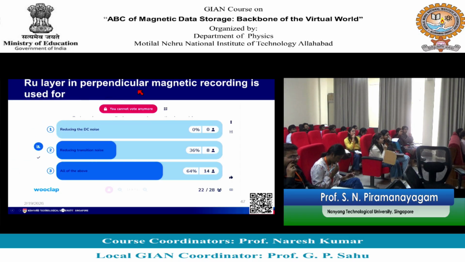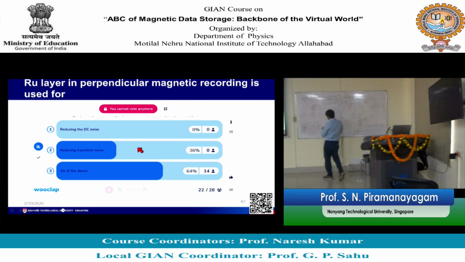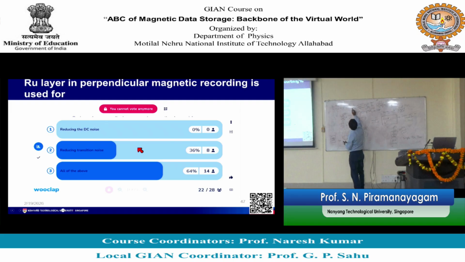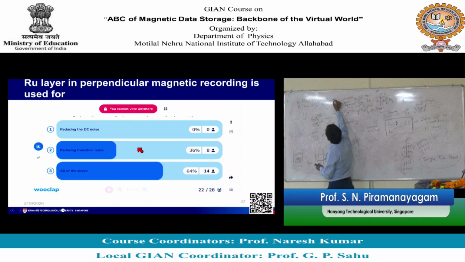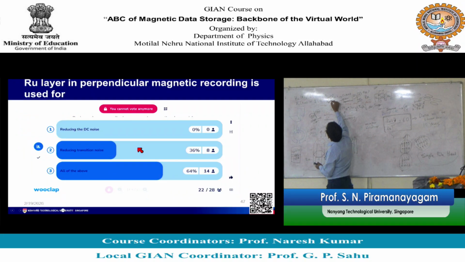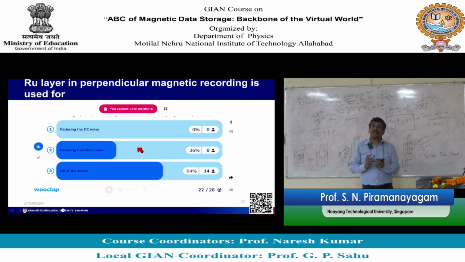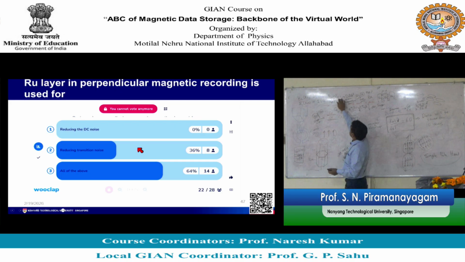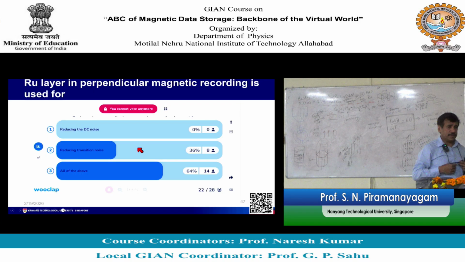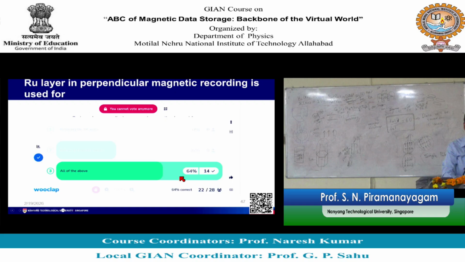Okay, so we use ruthenium layer for reducing DC noise as well as reducing transition noise. I told you that there are two ruthenium layers, right? Low pressure ruthenium, high pressure ruthenium. Low pressure gives rise to better C axis texture. High pressure ruthenium gives rise to the grain segregation. So, this helps in reducing DC noise, this helps in reducing transition noise. So, both should be ticked. So, all of the above is the correct answer.